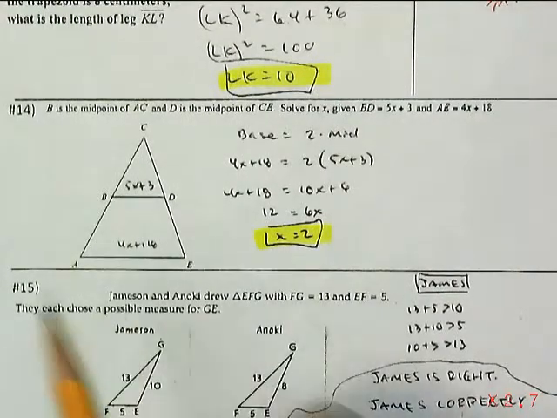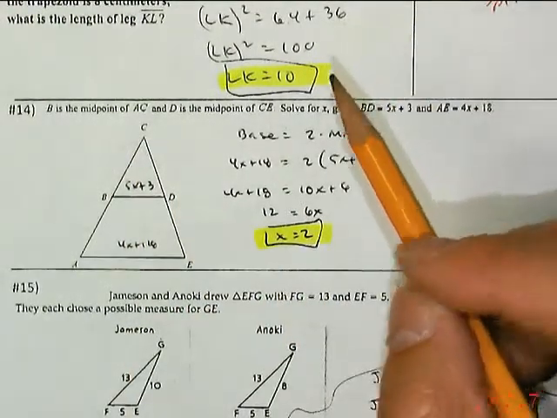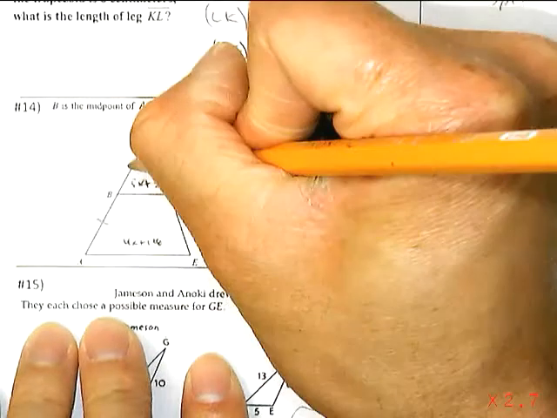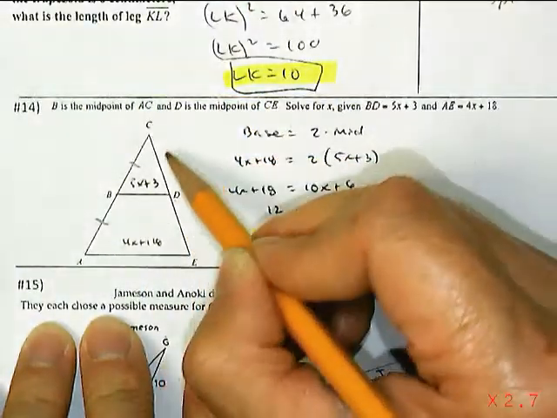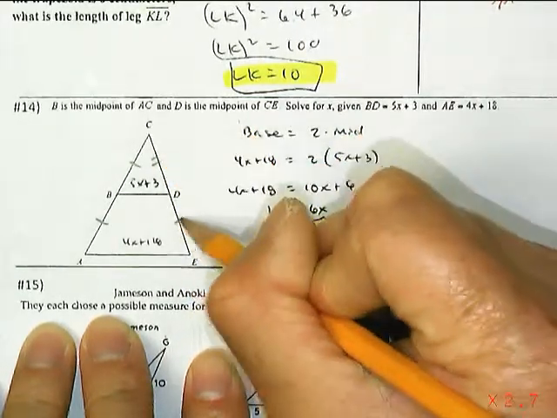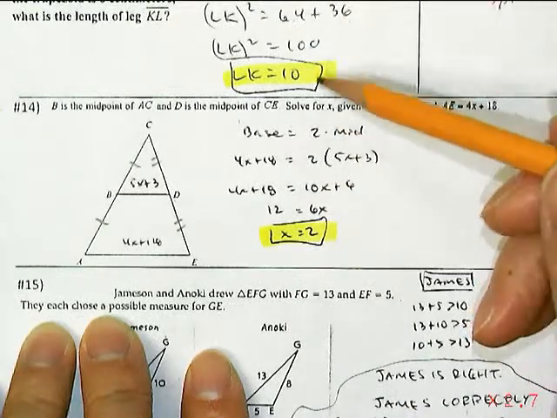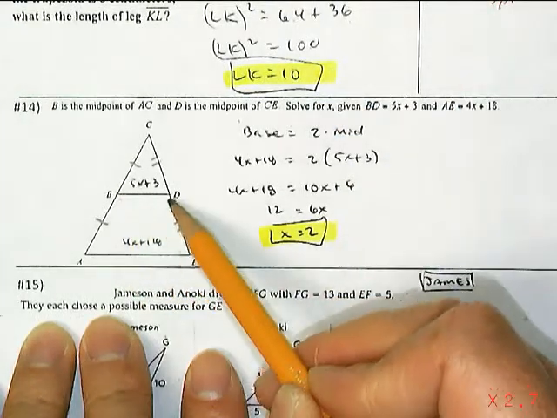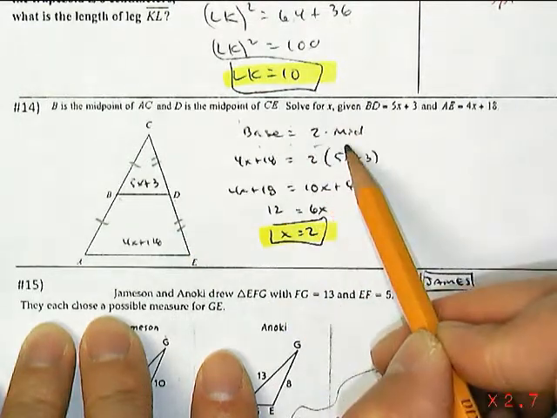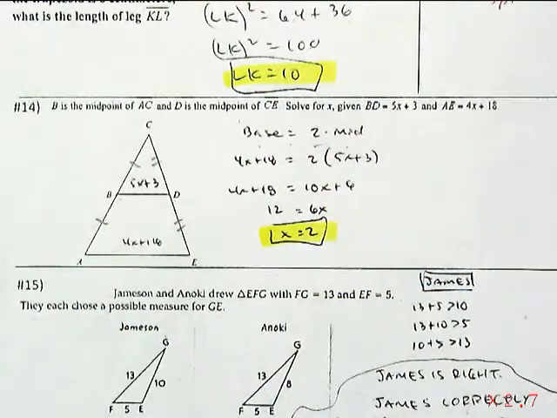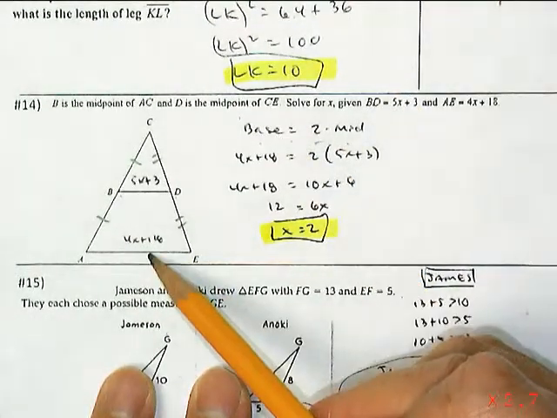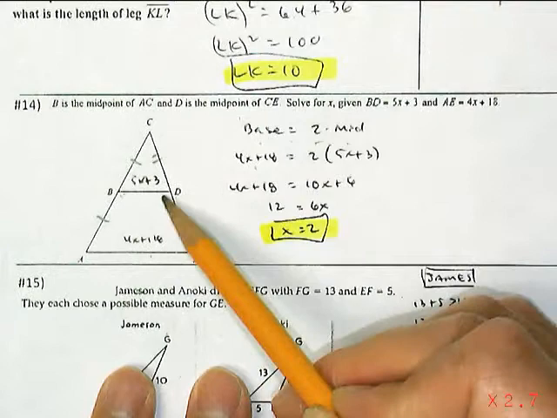Question number 14, same exact question from last week's quiz. B is the midpoint of AC, and D is the midpoint of CE. So that essentially tells you that BD is the mid-segment. The equation you needed was base equals 2 times the mid-segment. If you wrote that equation down, that gave you 2 points, then you just do your substitutions. Well, this is your base, and this is your mid-segment.